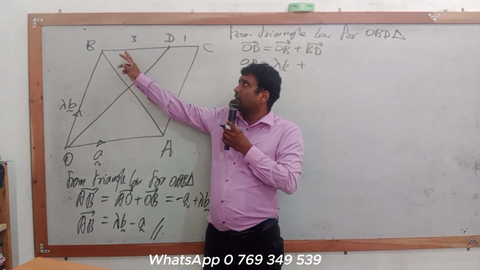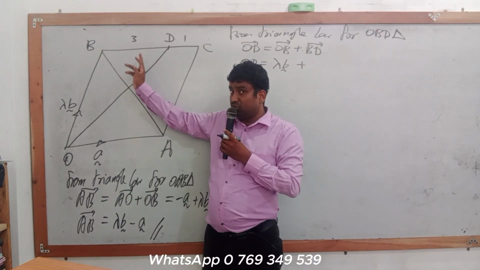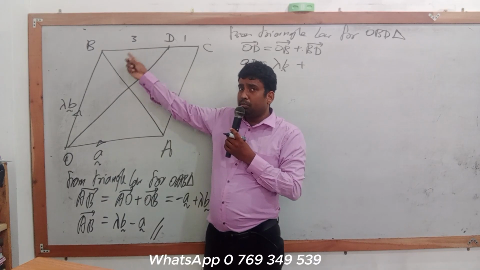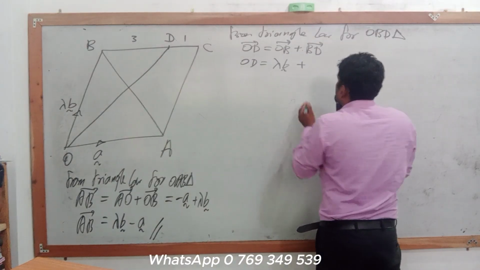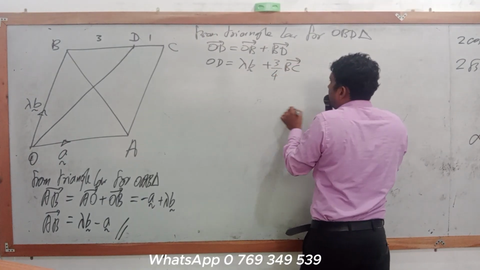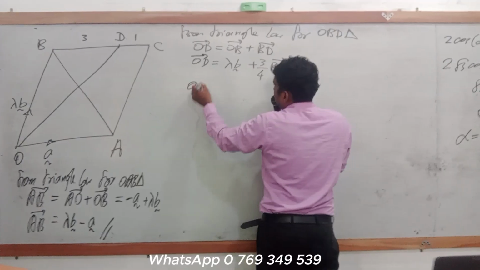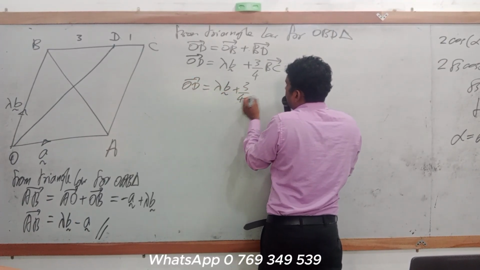BD to DC is 3 to 1. Therefore, BD is 3 over 4 BC, right? Now we have to find out BC. OD equals lambda B plus 3 over 4 BC.